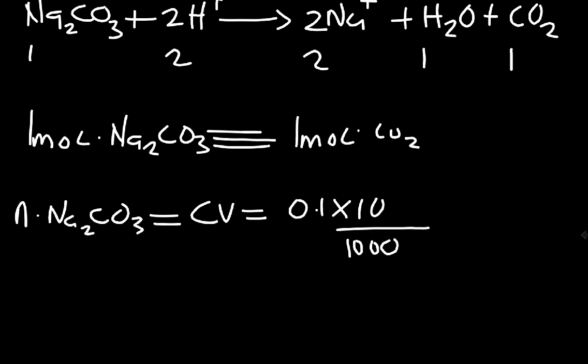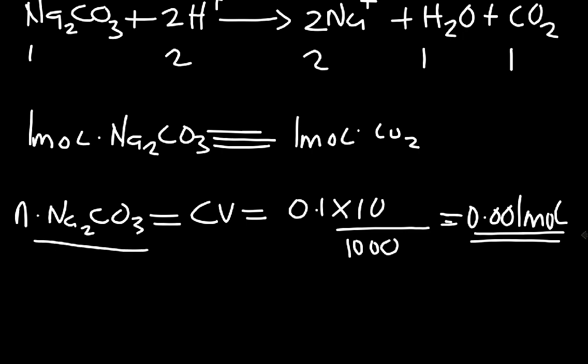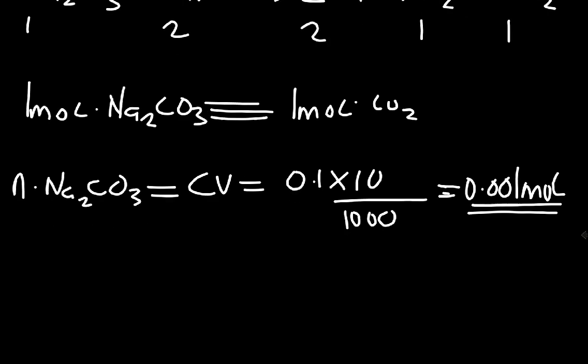Say they give you in dm³, there will be no need to put this 1000, okay? So if you punch your calculator, you get 0.001 mole. Don't forget, this mole now is the mole of sodium trioxocarbonate(IV). But what our question asks is for us to solve for the volume of carbon dioxide. But first, we solved for the mole of sodium trioxocarbonate(IV), which is this. Next, we'll solve for the volume of carbon dioxide now.